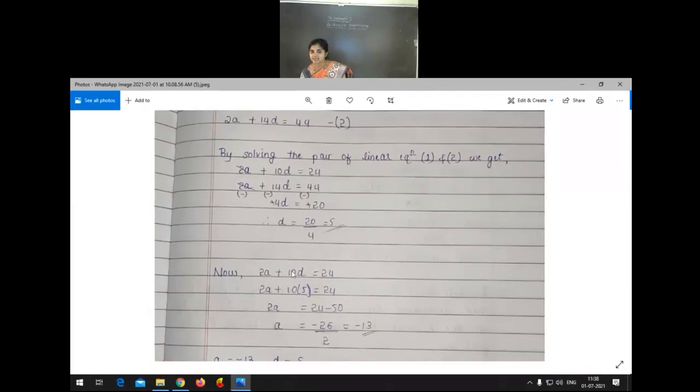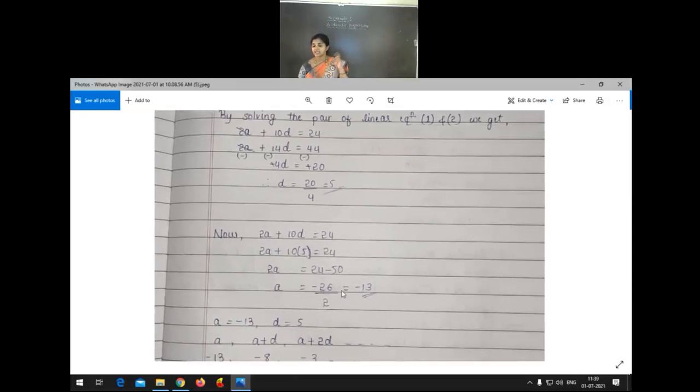Okay, 2a plus 10d is equal to 24. Now 2a plus 10 into d value, which is 5, is equal to 24. 2a is equal to 24 minus 50. A is equal to minus 26 divided by 2, that is, A is minus 13. Now D is 5, A is minus 13.